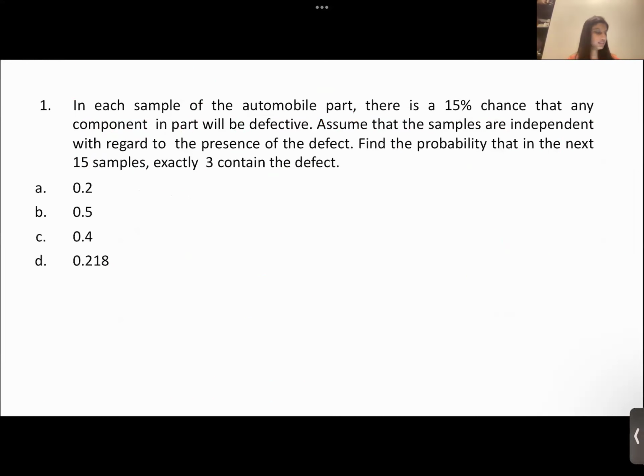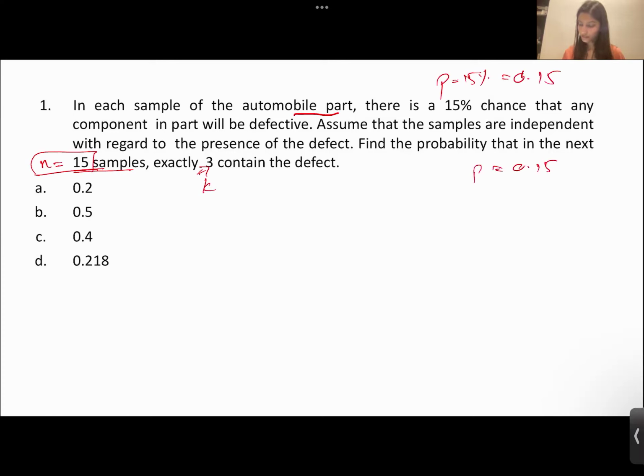So the first question. In each sample of the automobile part, there's a 50% chance that any component in the part will be defective. Assume that the samples are independent and find the probability that in the next 15 samples, exactly 3 contain the defect. So this is your n, 15 samples, and this is your k, 3 having the defect, and your probability is 15%, which is 0.15. So you have p is equal to 0.15, n is equal to 15, and k is equal to 3.